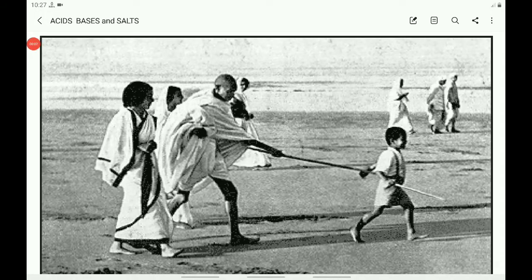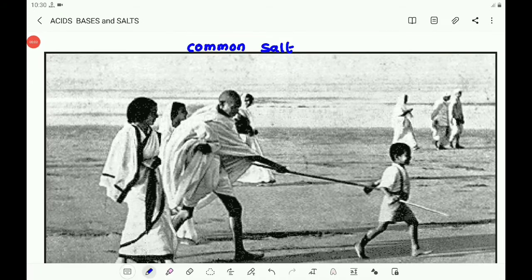Children, let us continue the chapter acids, bases and salts. Till now you have learnt about the salts. Salts are formed by the combination of acids and bases. And also you know the common salt. What is common salt? The salt formed by the combination of hydrochloric acid and sodium hydroxide solution is called sodium chloride. And this is a salt that you use in food. Know that common salt is a neutral salt.